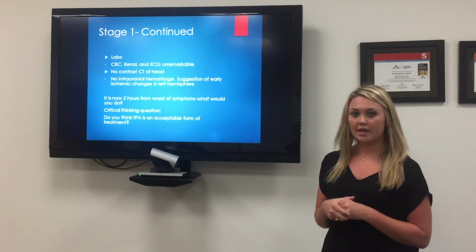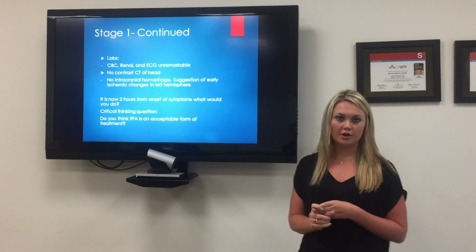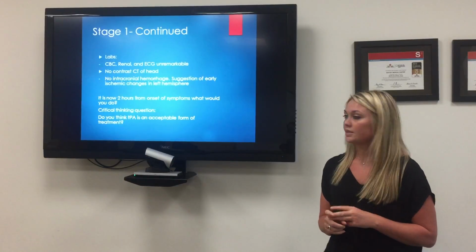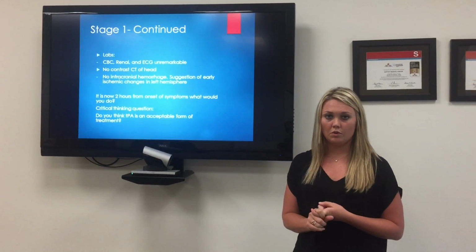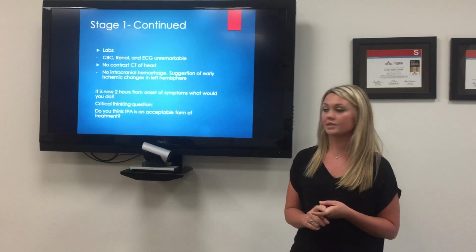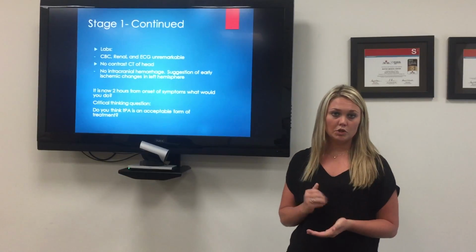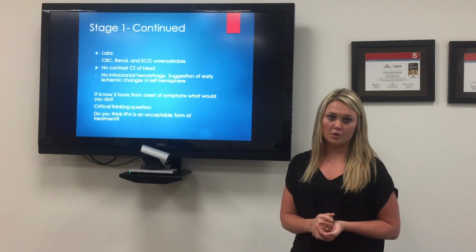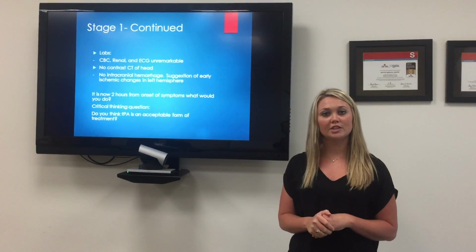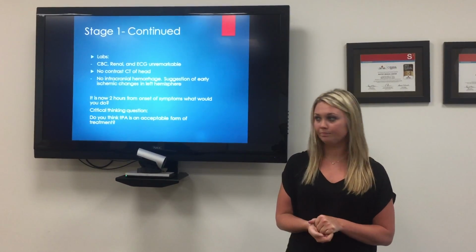Okay, so his labs. His CBC, renal labs, and EKG are unremarkable. And the CT of the head, there was no bleeding, so that's a good thing, and it suggested early ischemic changes in the left hemisphere. It is now 2 hours from onset, so the critical thinking question is, do you think TPA is an acceptable form of treatment?